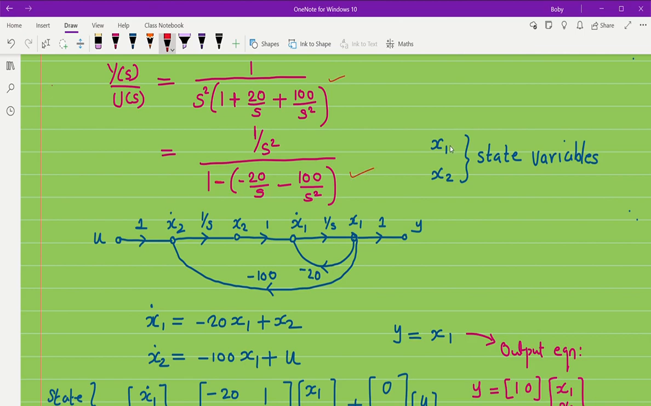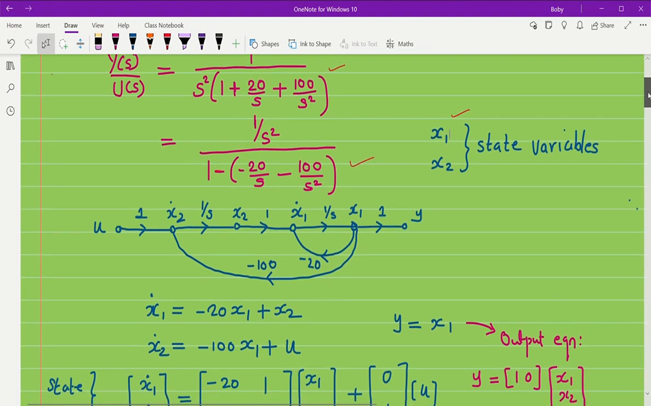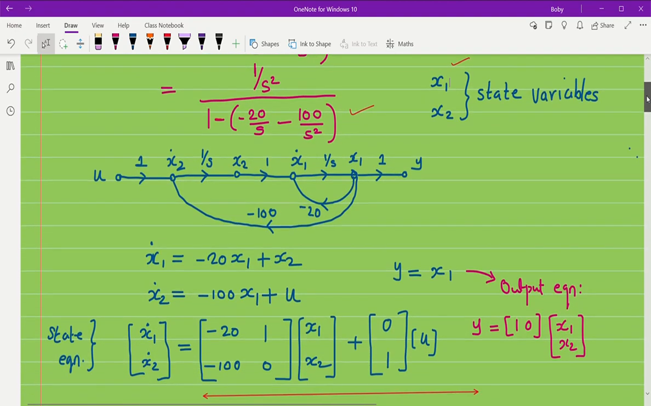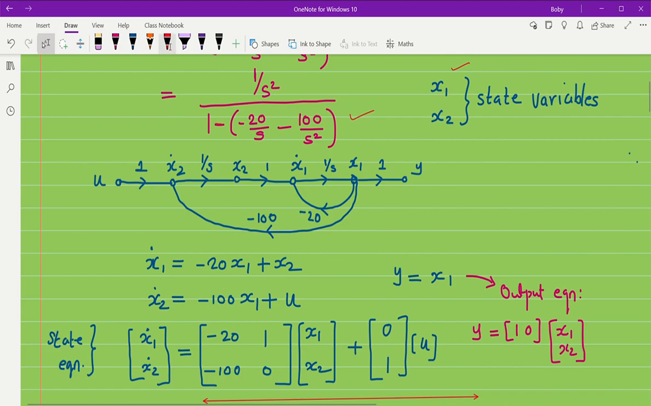So here we have to take two state variables, x1 and x2. Based on that, we can draw the signal flow graph. Since the maximum power of s in the denominator is s square, we only need to take two state variables, x1 and x2. When we draw the signal flow graph in such cases, if x2 is the last state variable, we start from x2 dot.